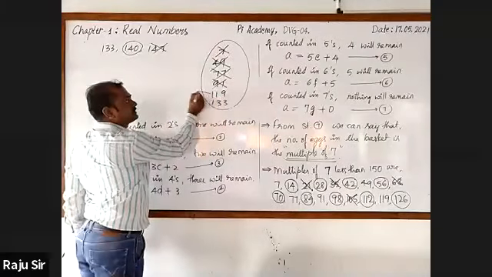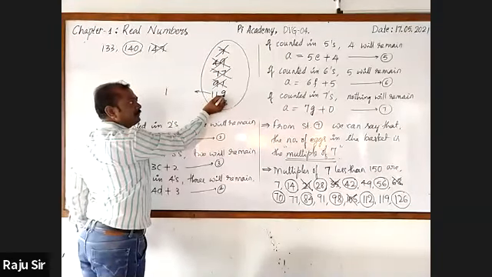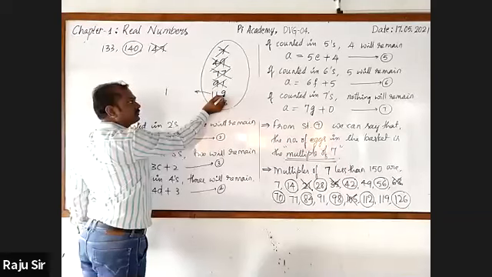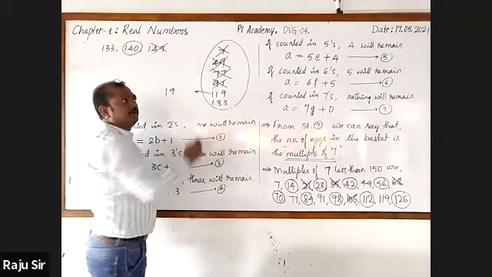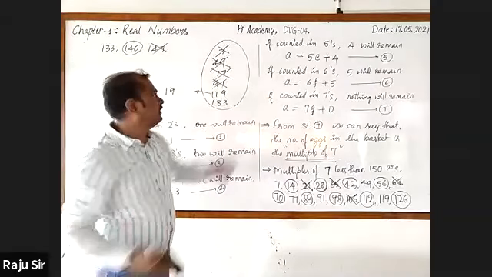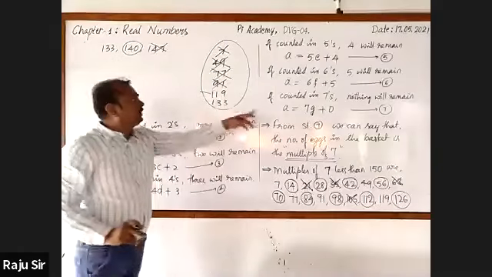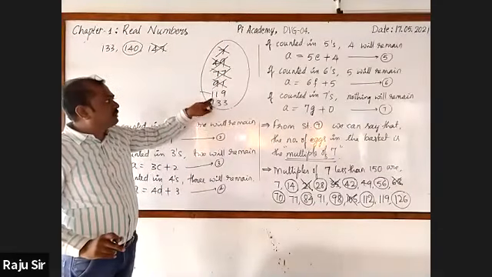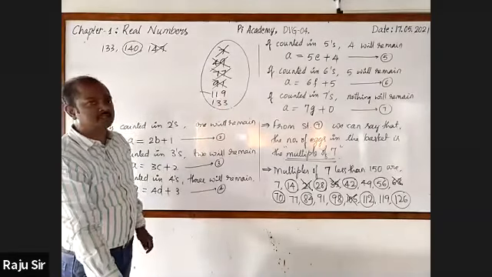Next, if you go on counting 6s, 5 should remain. Divide this by 6. 6 1s are 6. 5 will remain 59. Then 6 9s are 54. Then 5 will remain. It satisfies even the sixth statement also. Then the seventh statement. Obviously, it is the multiple of 7. It will also satisfy the seventh statement.